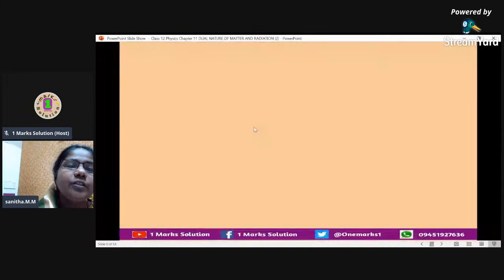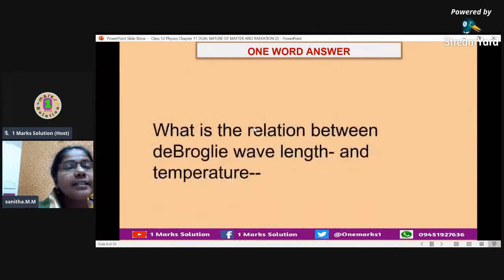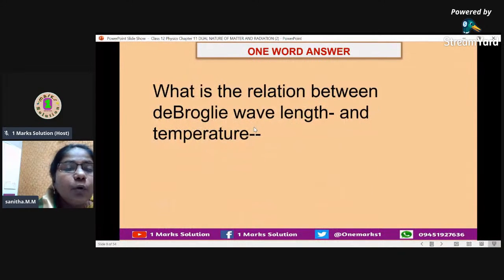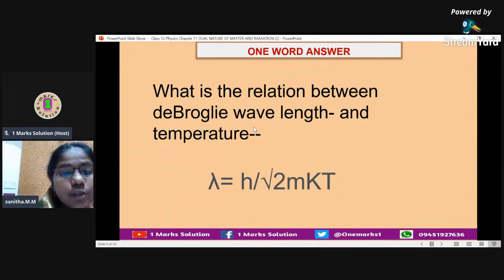Now we'll go for the next question. One word answer. What is the relation between de Broglie wavelength and temperature? We can say lambda is equal to h by root of 2mkT. Actually, the equation is lambda is equal to h by mv, lambda is equal to h by root of 2 m energy. Energy is related to temperature. You know that average kinetic energy is related. And k here is the Boltzmann constant, and T, of course, you know, is absolute temperature.